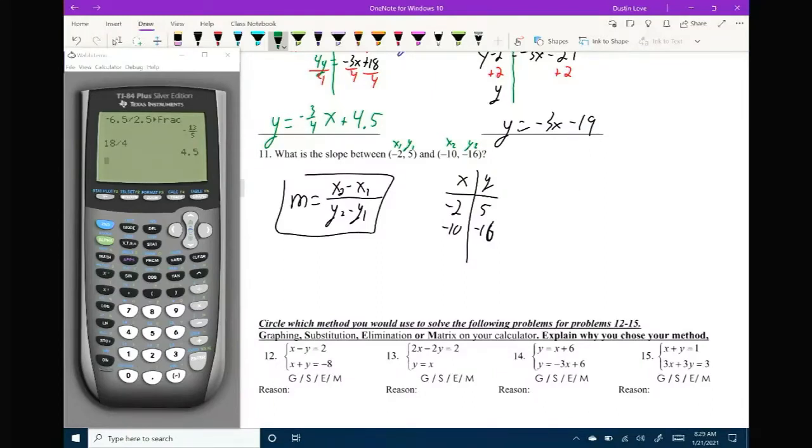So remember, we're just going to do m is delta y over delta x, change in y over change in x. So my change in y to go from 5 to negative 16, well, that means I'm going to be, well, just do 5 minus negative 16. Actually, I did it the wrong way. You do bottom to top. Negative 16 minus 5 is negative 21, because I just subtract by 21 to get there. Then from negative 2 to negative 10, I am subtracting 8. Now we're just going to reduce that fraction, negative 21 divided by negative 8, is just 21 over 8.